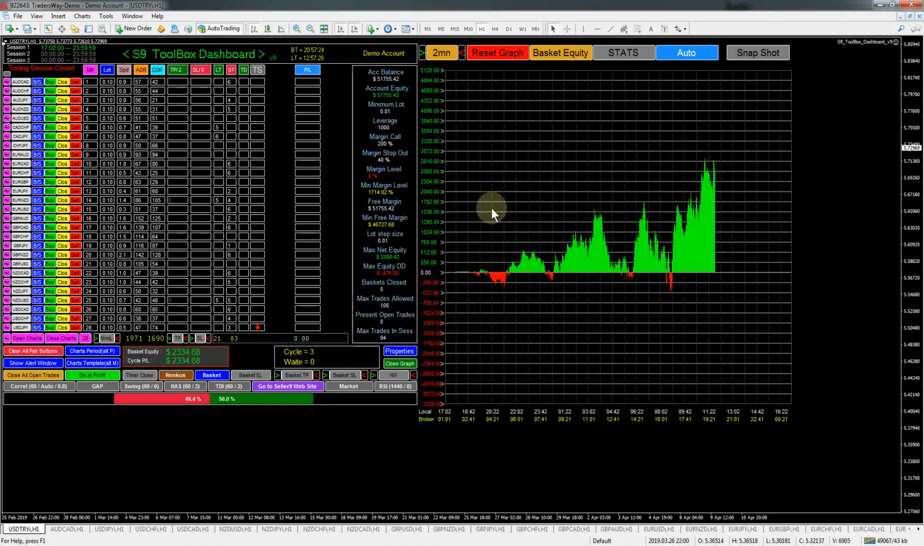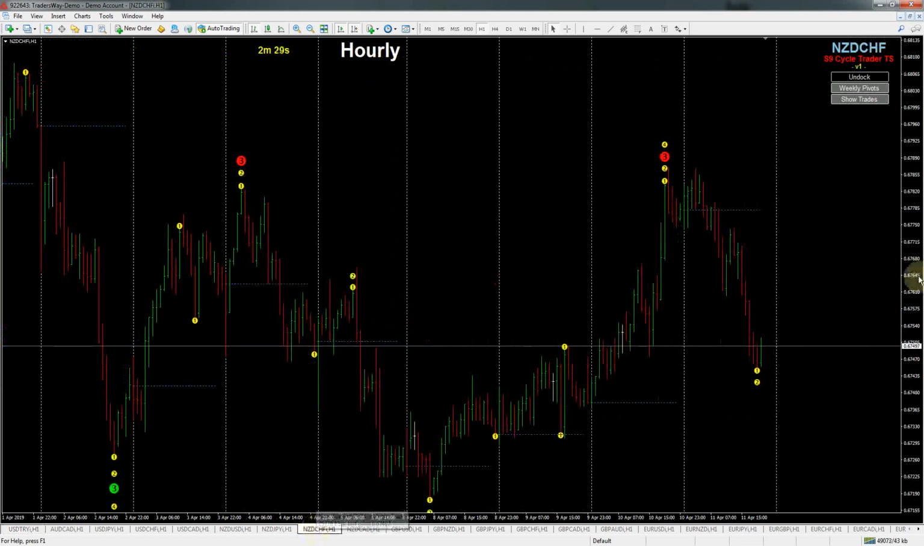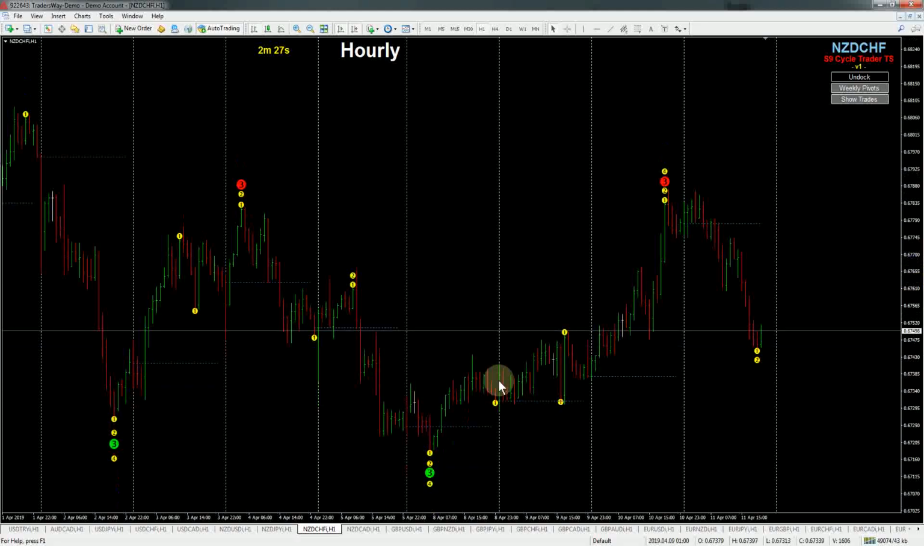250 pips a day, nothing to sneeze at. So give it a whirl. And like I say, we'll see what happens. Here's some more trades.